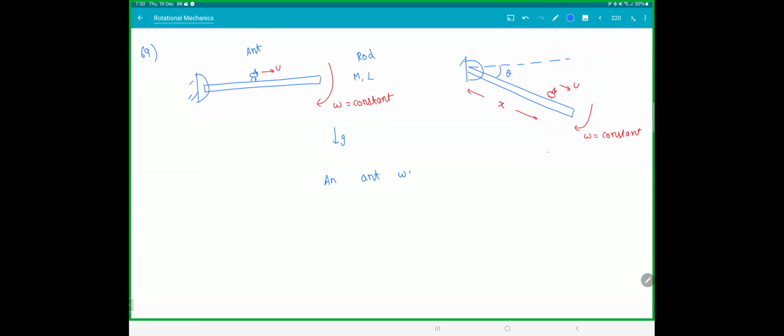So an ant walks along the rod with speed u. We observe the rod rotates with constant omega. And we need to figure out why is that. Why is the rod not accelerating? Find u in terms of x and theta.